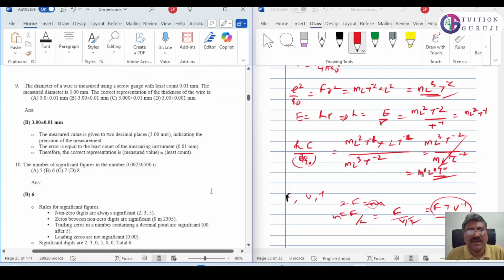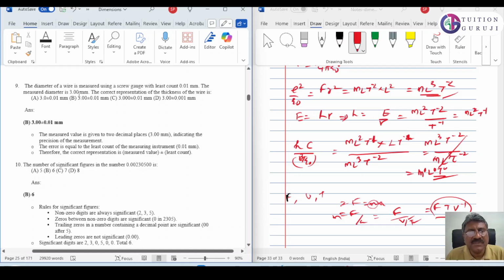The next question is, the diameter of a wire is measured using a screw gauge with the least count of 0.01 mm. The measured diameter is 3 mm. The correct representation of the thickness of the wire is, since the diameter is given, the measured value is given to 2 decimal places. The least count is 0.01 mm, measured value is 3 mm. The error is equal to the least count of the measuring instrument, which is 0.01 mm. Therefore, the correct representation is the measured value plus or minus least count.